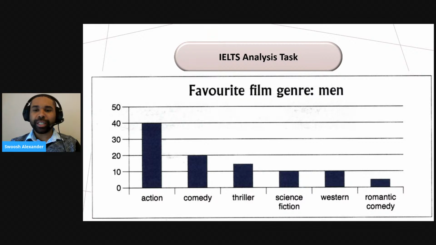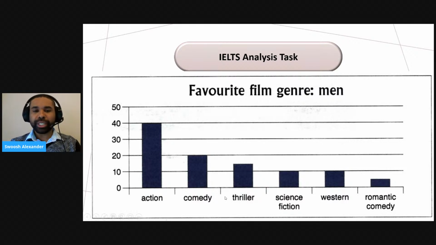Okay, very nice. So this is Jan Michael, who says it can be noted that action is half of that in comedy film for men. So nice idea. Grammar's not quite accurate, but we'll have a look at that moving forward. So let's have a look at some sample sentences we could use.